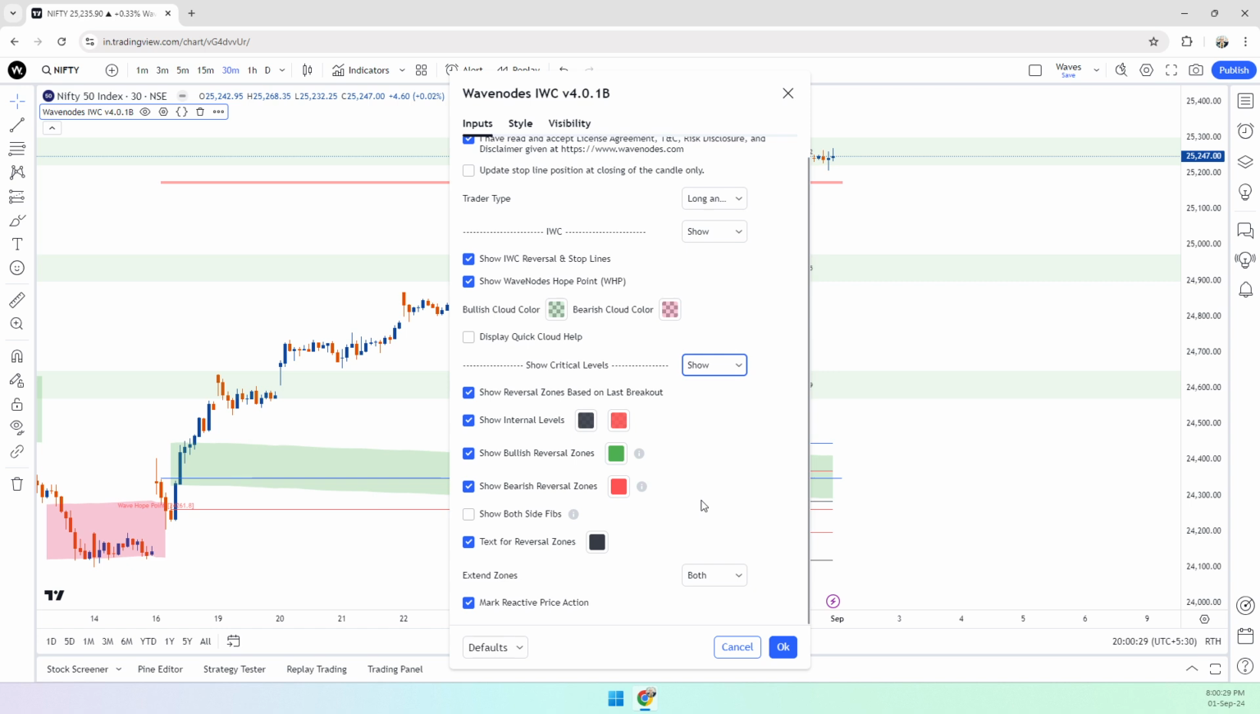The first thing that you will see within options is Show Reversal Zones Based on the Last Breakout. It means that these types of reversal zones will be visible to you based on the latest breakout. So say for example, when I say price or market, I'm referring to any chart that you are using this IWC module on.